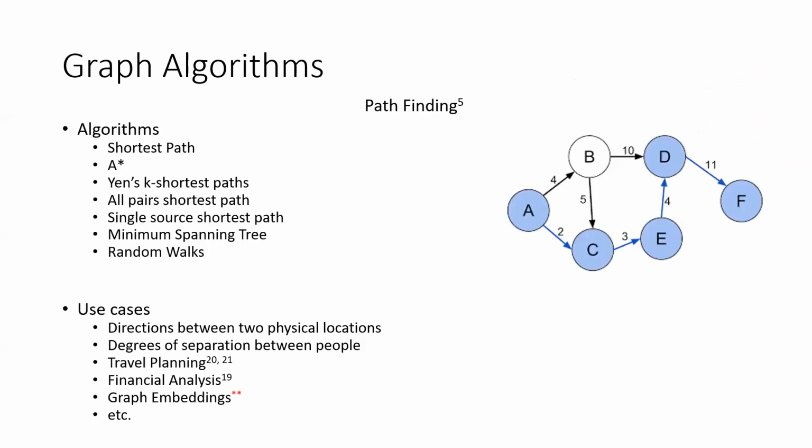Okay. And the last one is pathfinding. This is to identify important, relevant or applicable paths between two nodes, or from one node to all other nodes. The algorithms there are usually known computer science algorithms like shortest path, A star, minimum spanning tree, random walks, and so on and so forth. Use cases are finding directions between two physical locations, degrees of separation between people, travel planning, financial analysis, and graph embeddings, which we will discuss in the next slides.